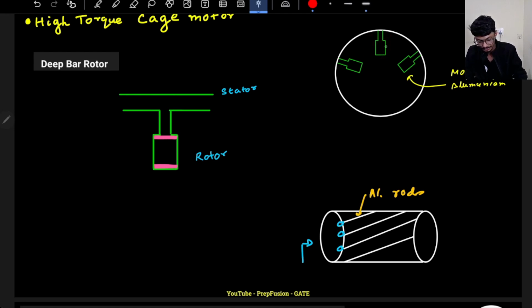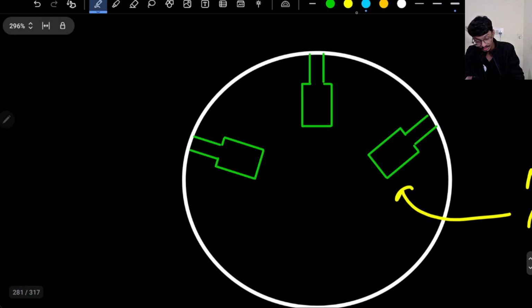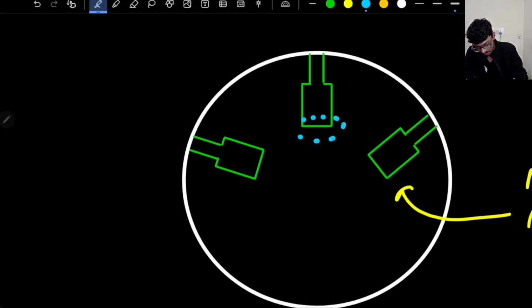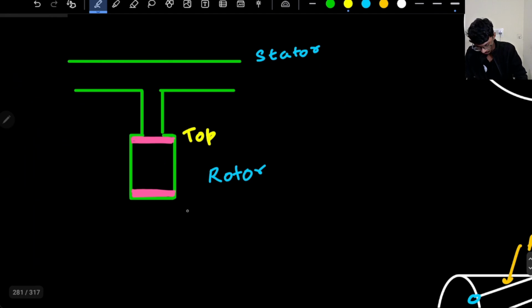If I make these rods more deeper, the skin effect will be more dominant. Why will the skin effect be more dominant? Because during starting the frequency is higher, so it will produce less amount of flux in the bottom, and most of the flux will be produced in the outer bar. Basically we'll have two conductors. This will be the top conductor and this will be the bottom conductor.